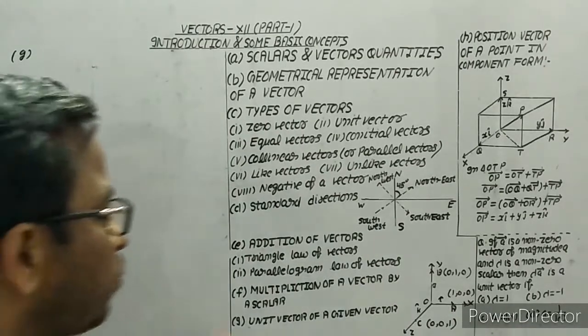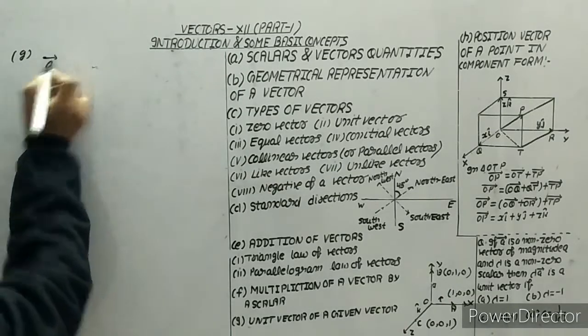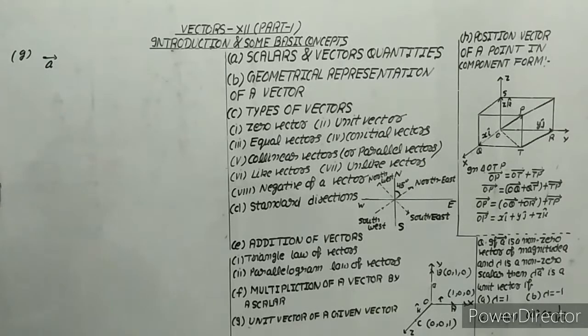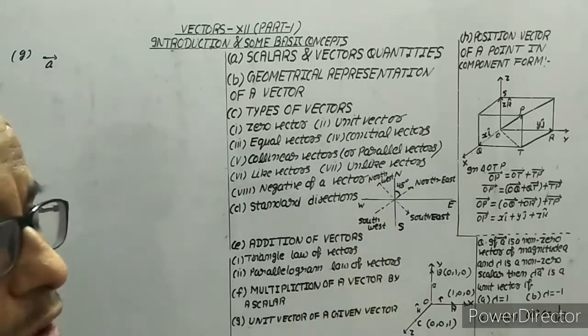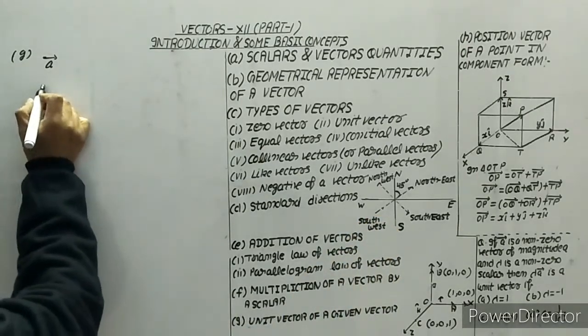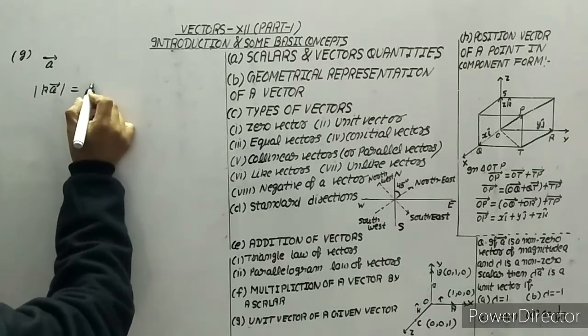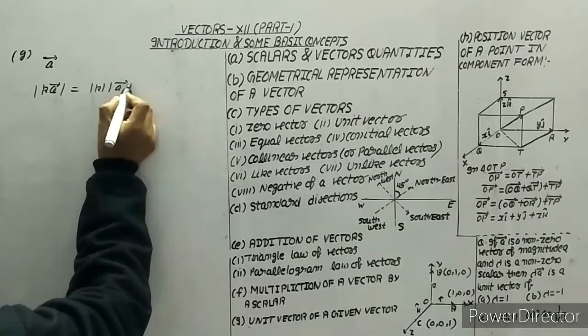Now let's start with the unit vector of a given vector. Let us suppose A is a non-zero vector. Then the unit vector of a vector A is a vector whose magnitude is 1 and whose direction is the same as the direction of A. As we know very well, for any scalar k, we have magnitude of k into a equals magnitude of k into magnitude of a.